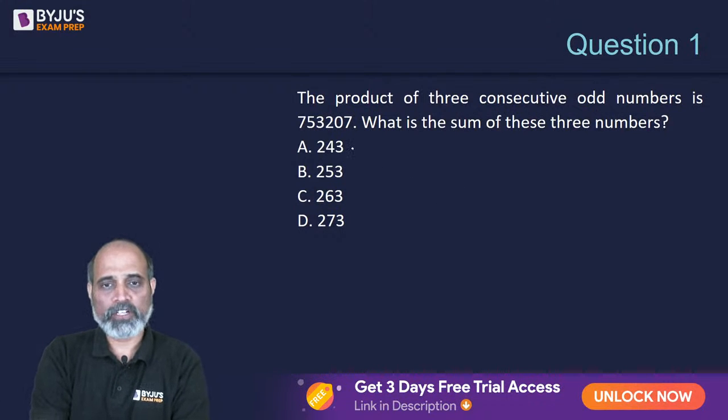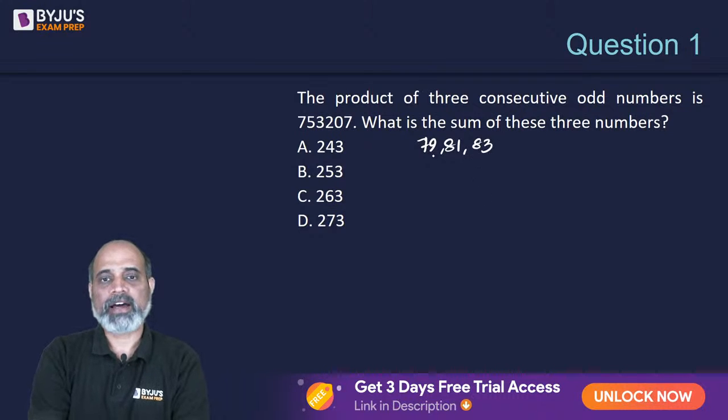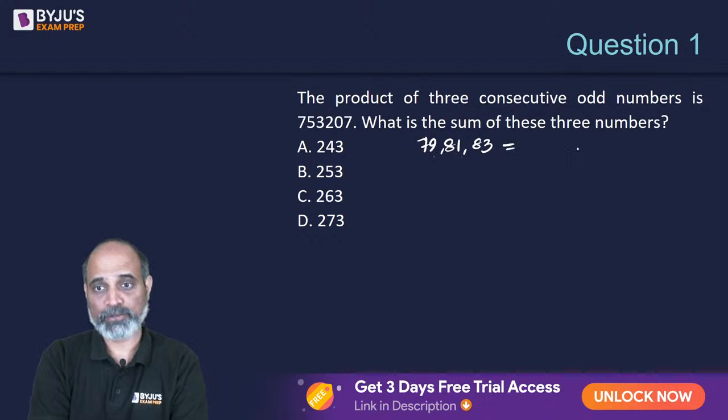If I say 243 is the sum of 3 consecutive numbers, so 243 divided by 3 is 81. 81 will be the middle number. The next 2 numbers are 79, 81 and 83. Now, if we multiply 79, 81 and 83, this will end in 9 into 1, 9, 9 into 3, 7. So the last digit will be 7, right? Which is 7. Let's check the other 3 cases.